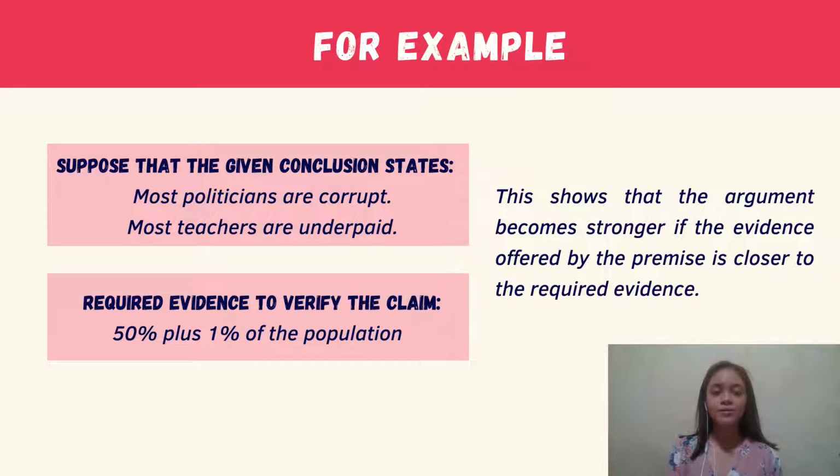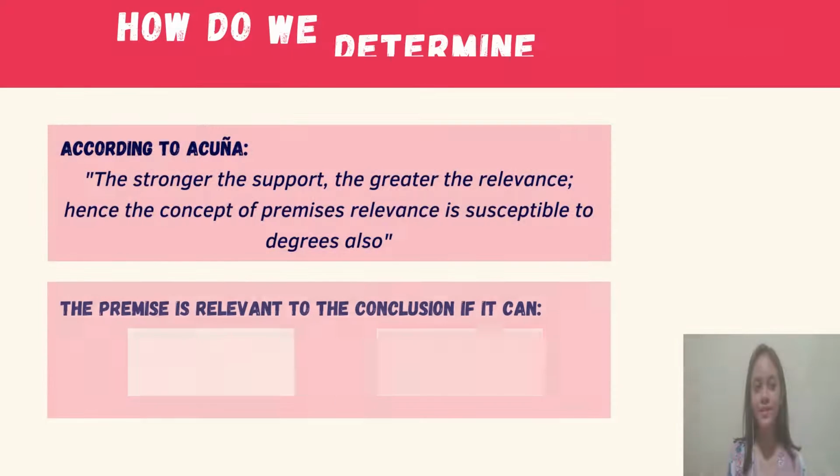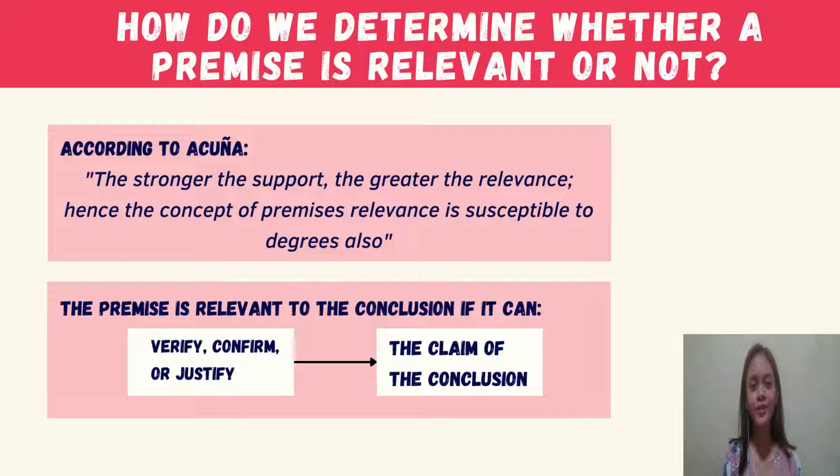With that said, we are now going to discuss how to determine whether a premise is relevant or not. Just like what was stated earlier, the premise is relevant to the conclusion if it can verify, confirm, or justify the claim of the conclusion. To quote Acuña's book, the stronger the support, the greater the relevance. Hence, the concept of premise relevance is susceptible to degrees also. In line with this, we are now going to discuss the criteria for judging the argument strength of the three types of argument.